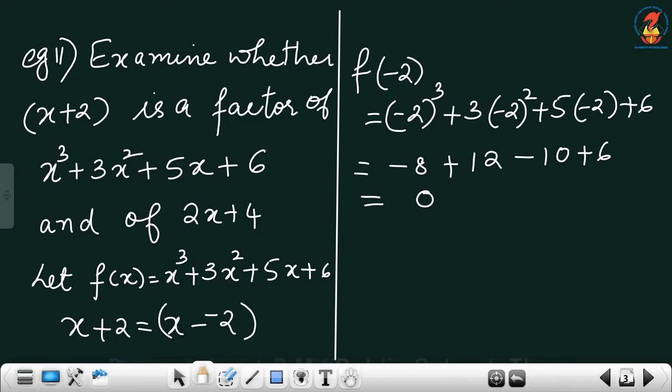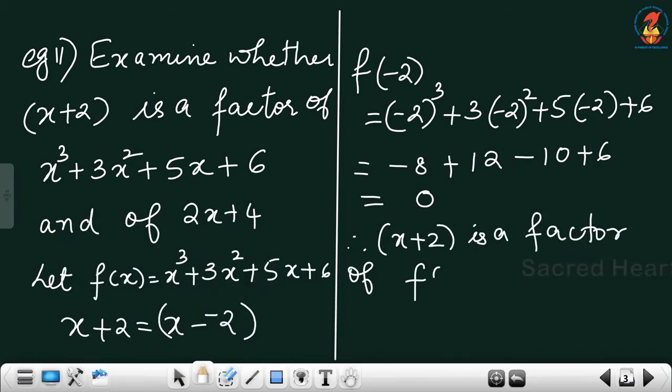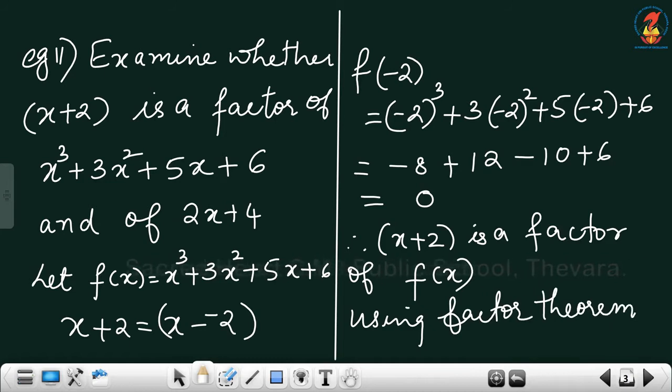If f of minus 2 is equal to 0, we can say x plus 2 is a factor of f of x. Therefore, x plus 2 is a factor of f of x using factor theorem. So what we have done is we proved that f of minus 2 equal to 0. If f of minus 2 equal to 0, we can say x plus 2 is a factor of f of x using factor theorem. Then we have to check for this polynomial 2x plus 4.